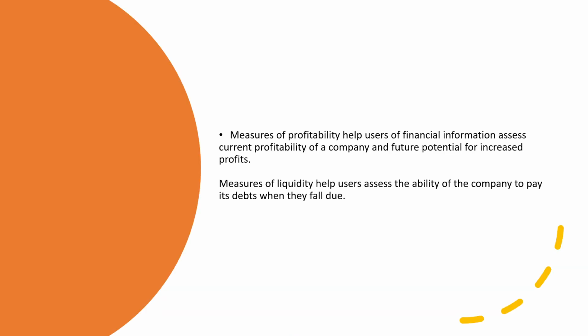So measures of profitability help users of financial information assess the current profitability of a company and future potential for increased profits. Measures of liquidity help the user assess the ability of a company to pay its debts when they fall due. So, this is the difference between both of them.